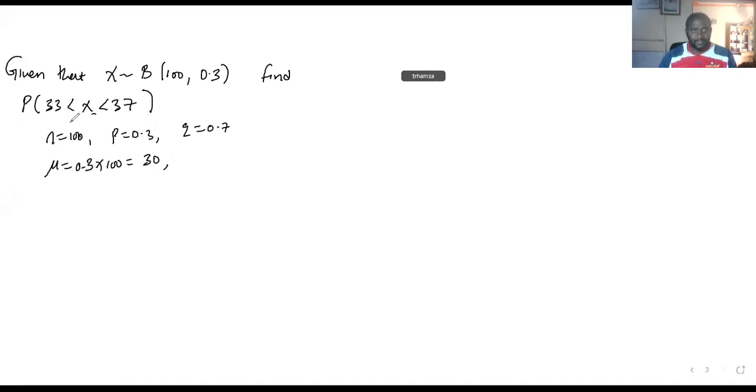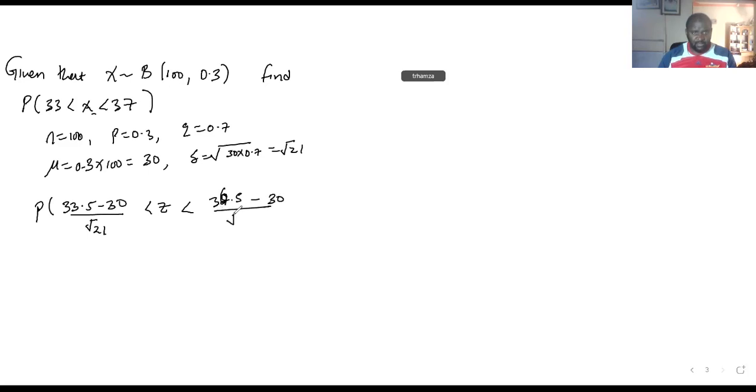Because these are just less than, you see X is greater than 33. So it means the probability will be 33.5 minus 30 divided by the standard deviation, sigma, which is root of 30 times 0.7, which is root of 21. So over root of 21 is less than Z, less than 37.5, which is 36.5, when you subtract 0.5, minus 30 divided by root of 21.